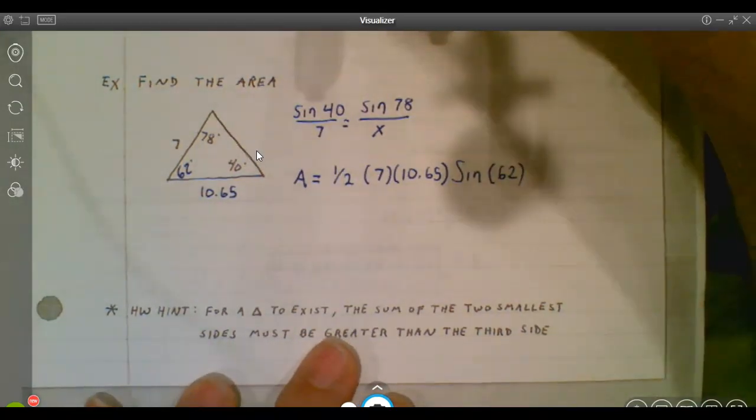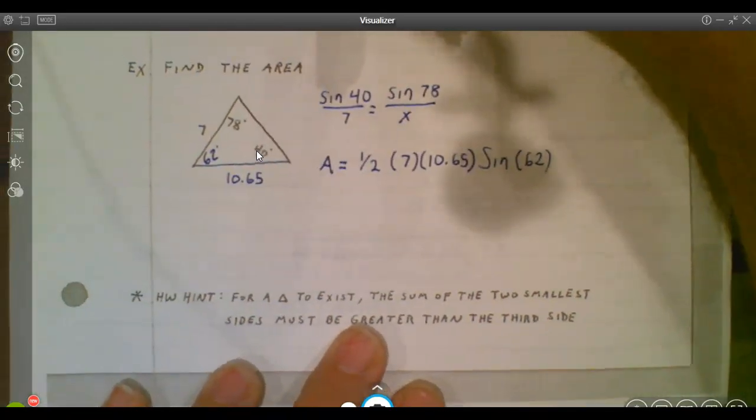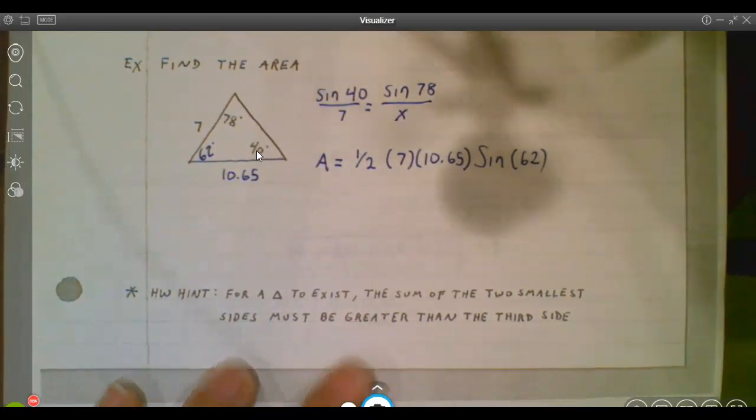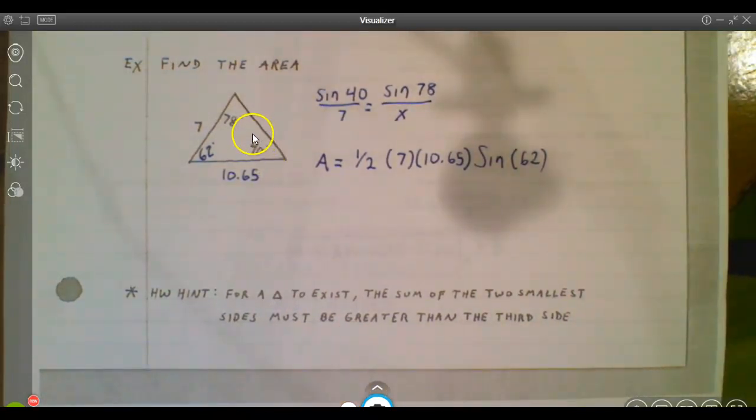Guys, once in a while they do throw in some tricks to see if you're paying attention. Just like I told you before, the smallest side has to be across from the smallest angle, things like that. Those are all rules of triangles that they assume you're paying attention to, so keep that in mind. One thing I added as a homework hint is there can be a case where a triangle does not exist at all. That would be a case where the two smaller sides are less than the third side.